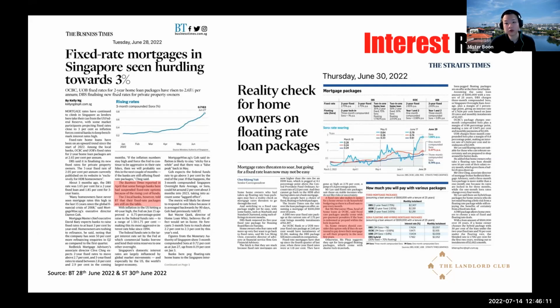Some people just want to go for the lowest interest rate and have the flexibility. But once you have the flexibility, banks also have the flexibility to increase the mortgage rate anytime. So this is something you need to really ponder about.